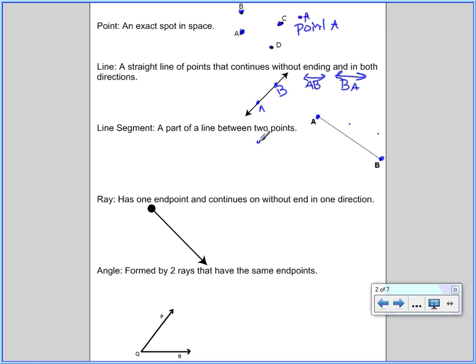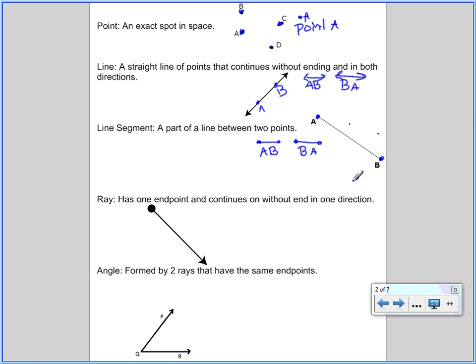If I wanted to write the name of this line segment, there's 2 different ways, just like with a regular line. You would just draw a little line segment on top of the 2 letters to show that it's a line segment. It doesn't matter what letter comes first. So this would be line segment AB or line segment BA.